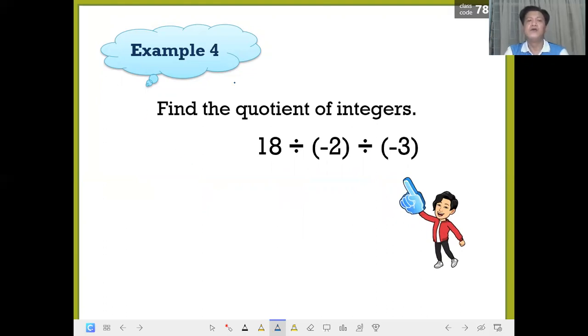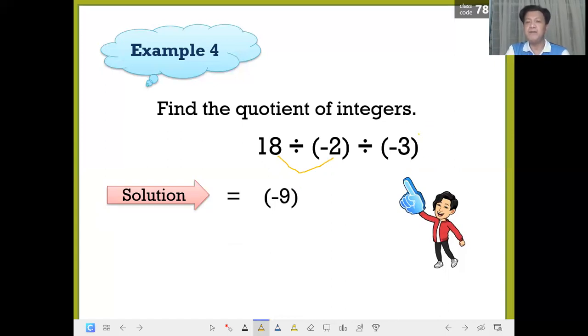Okay, so another, number 4. Find the quotient. Diba pag sabing quotient, division, divide. Of integers, 18 divided by negative 2 divided by negative 3. Kung mapapansin natin, di ba tatlong integers pero divide pa rin yung operation. Paano ko malalaman yung quotient or yung sagot natin? Okay, so isa-isahin natin. From here, you are going to divide first. From left to right tayo kasi pare-pareho naman silang divide, no? Okay, so what is 18 divided by negative 2? Okay, so the answer is negative 9.